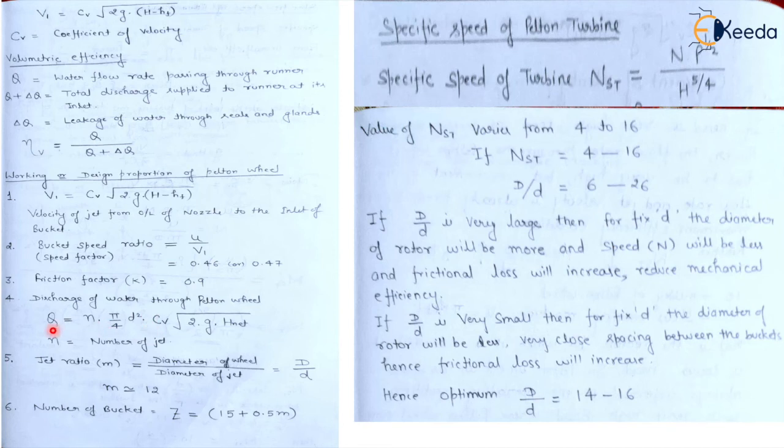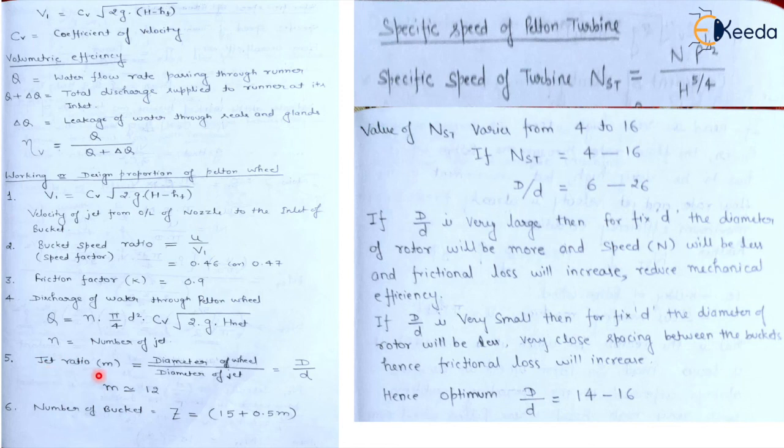The discharge of water through the Pelton wheel: discharge is Q equals A into V. If there are N nozzles, then it is N into A into V, where this one is the velocity, this one is the area, and N is the number of jets.